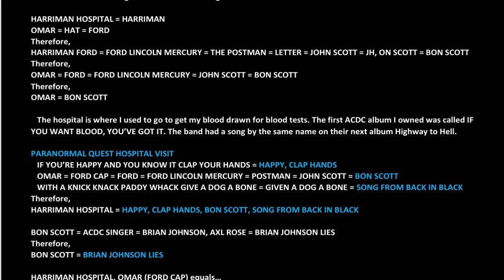The Harriman Ford, there's no longer a Harriman Ford, but when there was one, it used to be called Ford Lincoln Mercury. Ford Lincoln Mercury is a postman character from Kevin Costner's movie The Postman. In the movie, Costner's character has a letter addressed to a man named John Scott. Rearrange the letters in John Scott to JH and on Scott. Subtract the H from the J. J10 minus H8 is 2, which is B. Put that with the on Scott to get Bon Scott. So the John Scott letter from the postman translates to Bon Scott.